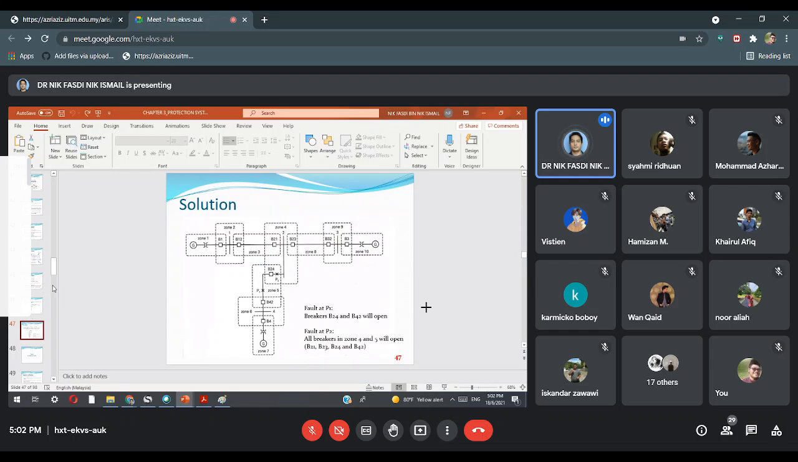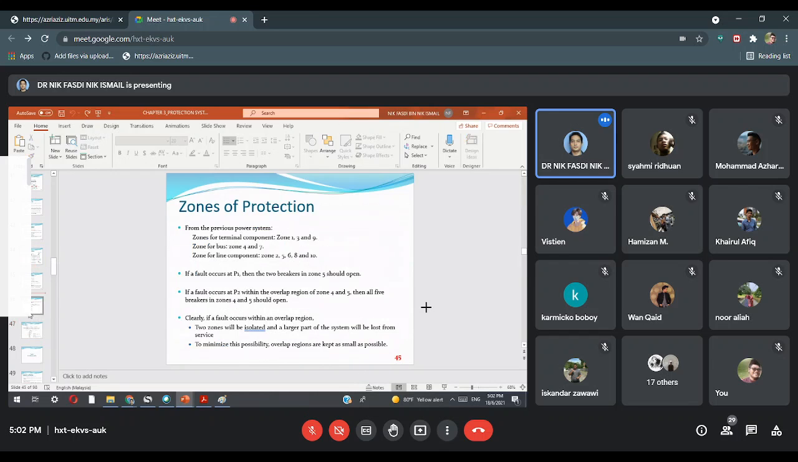So faham. Okay. Zone of protection. Macam mana nak draw? Biasa kita draw macam ni lah. Untuk terminal, untuk zone, untuk line. And then bila you draw dia, you akan nampak overlapping. You akan jumpa overlapping juga. Okay, kita stop kat sini.